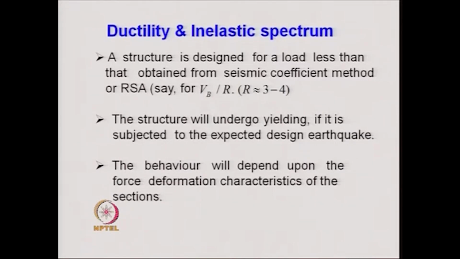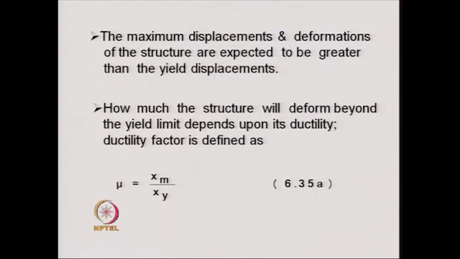The structure will undergo yielding if it is subjected to the expected design earthquake, that is what I told you before. The behavior will depend upon the force deformation characteristics of the section. So, that is again one of the important inputs for the analysis. We have to provide the load deformation behavior for each of the elements of the structure, that is, the cross sections where we expect the plastic hinges to form. For those cross sections, we provide load deformation characteristics or moment rotation characteristics from the designed cross section. The maximum displacements and deformations of the structure are expected to be greater than the yield displacements, and that gives rise to the concept of ductility.